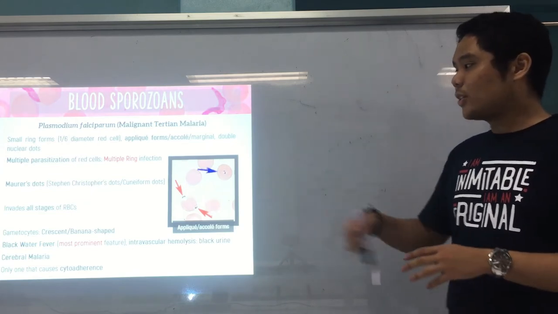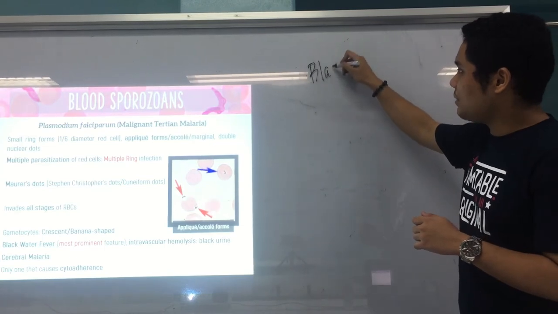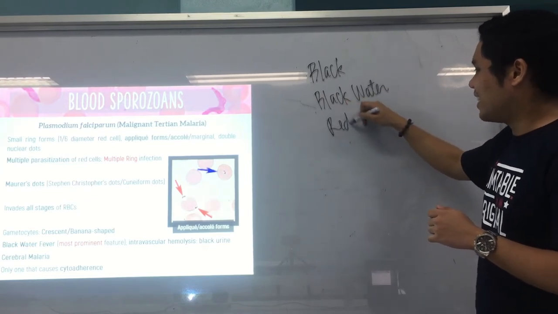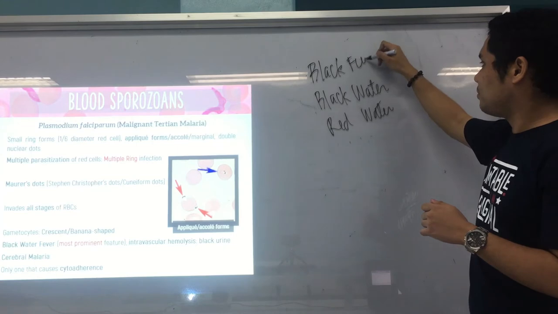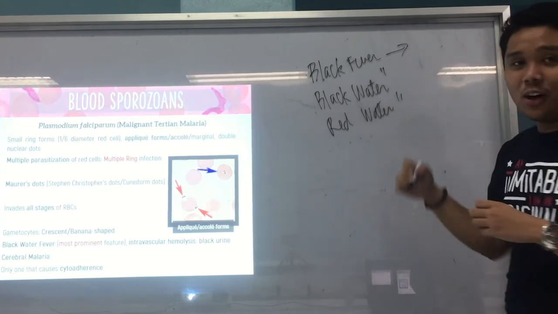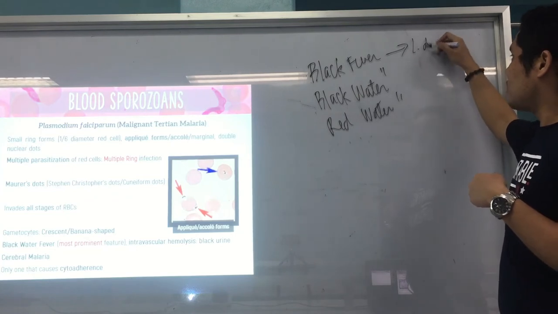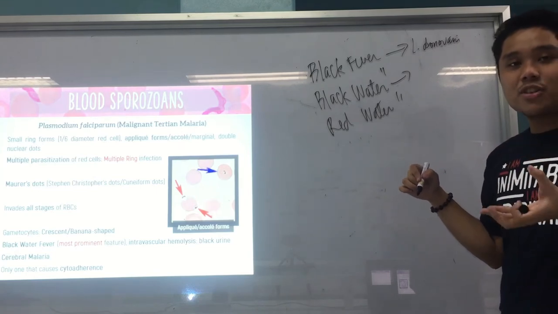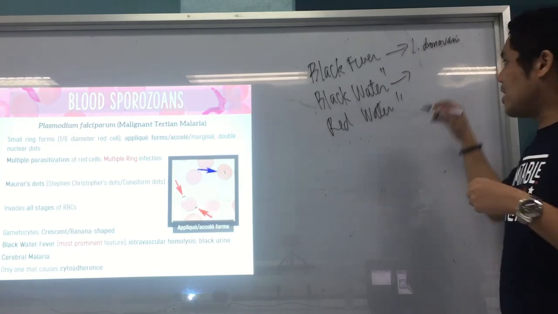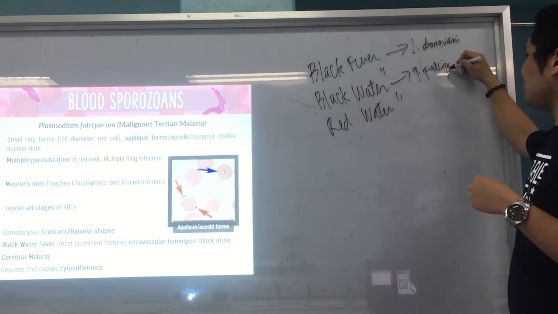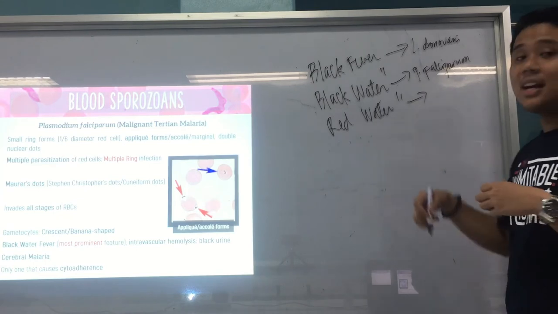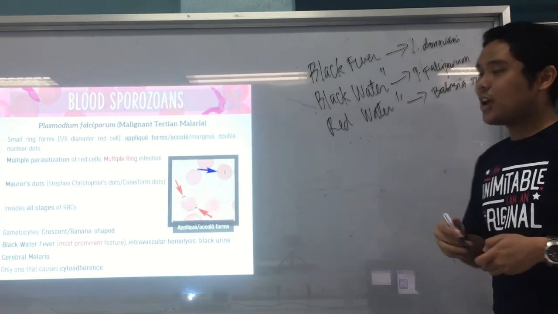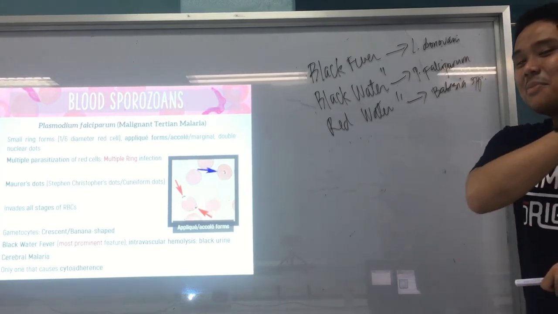Recall the different colors in diseases of parasites. Black fever: who is this? Kala-azar, Leishmania donovani. Blackwater fever: intravascular hemolysis, black urine, too much hemoglobin is released. That's Plasmodium falciparum. And lastly, red water is, of course, Babesia species. Press the buzzer.